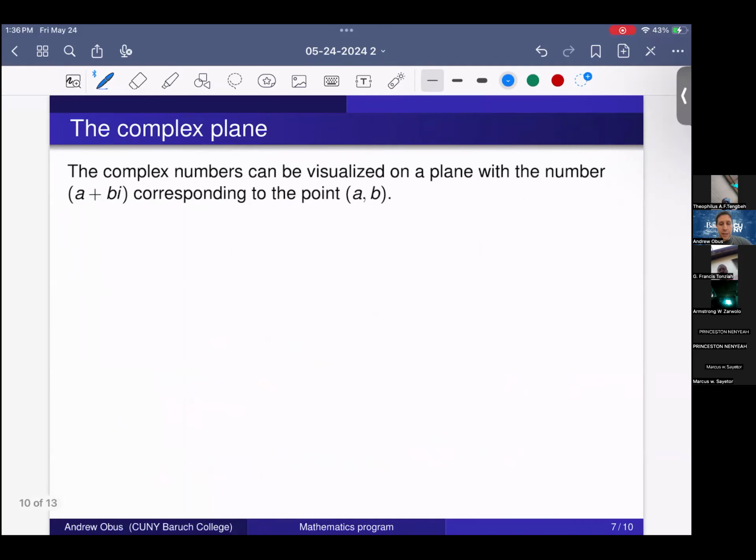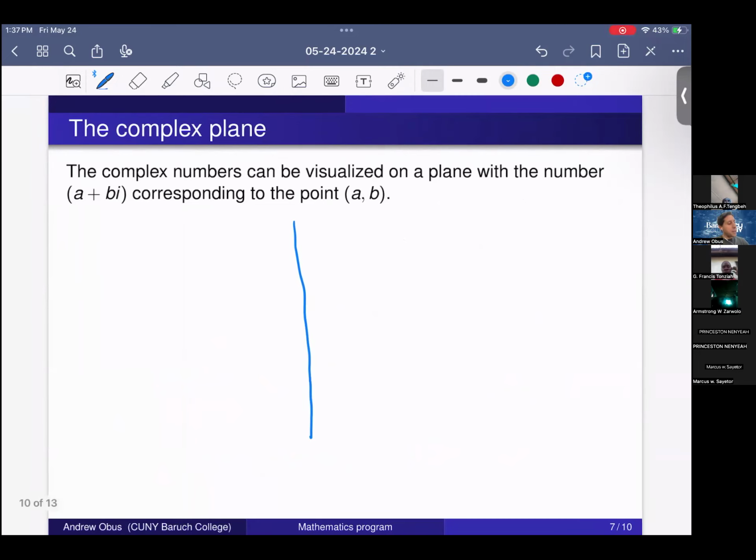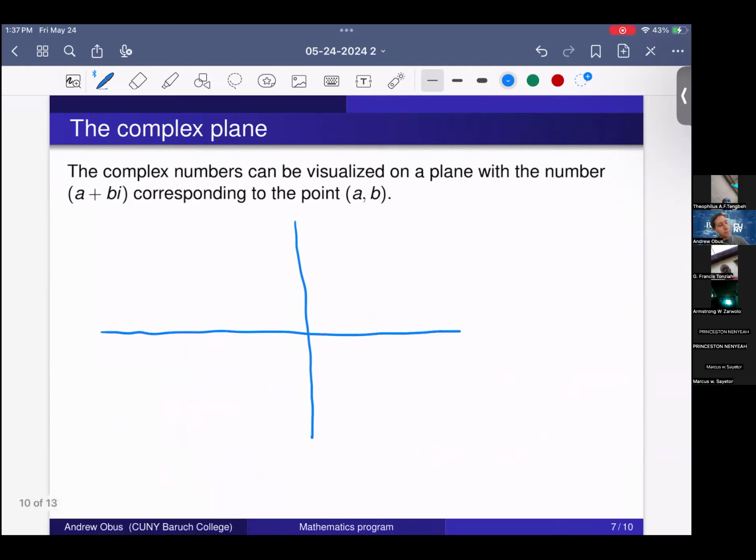Okay, so how do we visualize these things? This is what we're going to really talk about next time. This is where the trigonometry is going to come in. Well, the complex plane: if the real numbers are a number line, all lying on a number line, we think of the complex numbers as lying in a plane. Here we think of this as the real axis, and this up here as the imaginary axis.